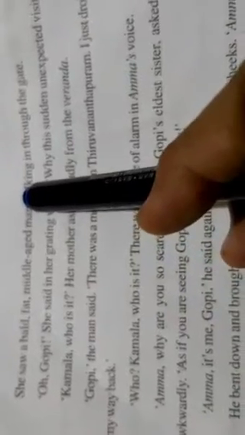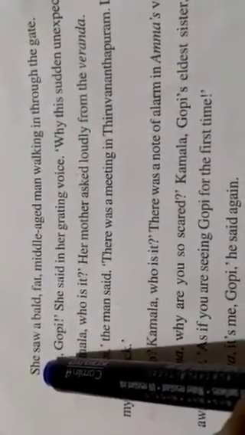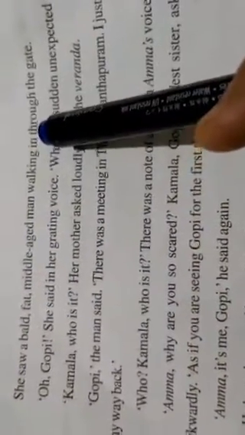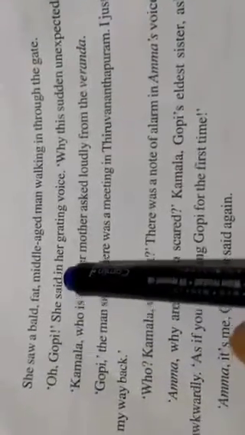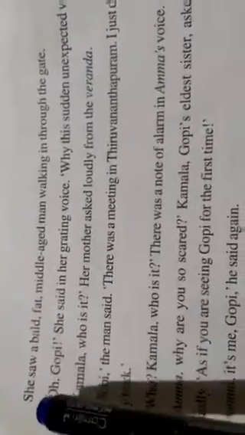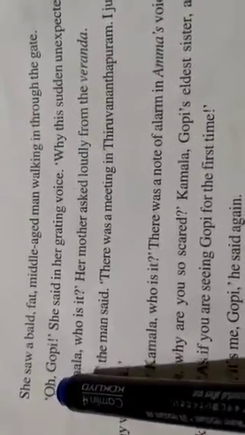Okay, thank you. Hello children, it is page 2 of The Tattered Blanket, page number 4. Let's start. She saw a bald, fat, middle-aged man walking in through the gate. "Oh Gopi," she said in her grating voice, "why this sudden, unexpected visit?" Now mother told Kamla, see who is at the gate, who came by the car.